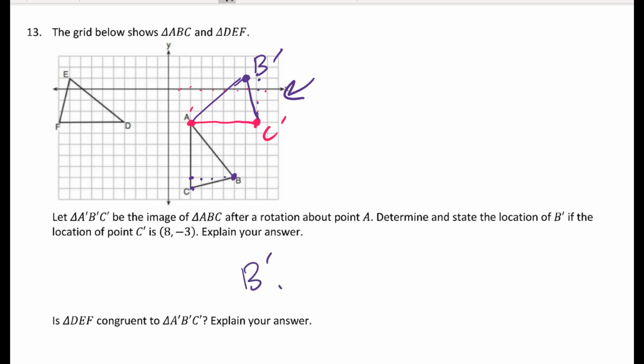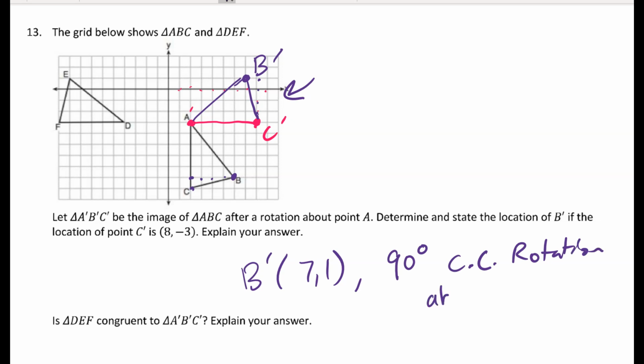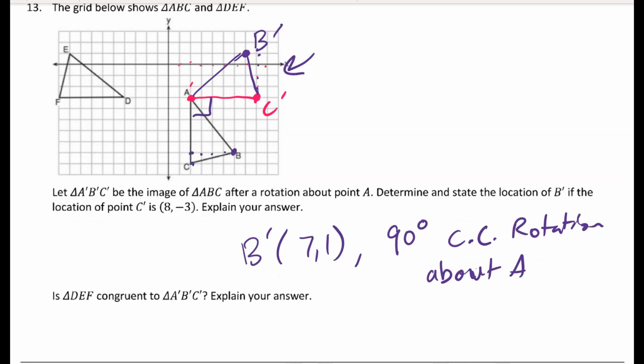So the coordinates of B' are, let's see, it's going to be (7, 1). Reason being, it's a 90 degrees counterclockwise rotation about A. You could tell that because there's that 90-degree angle between A'C' and AC. Now the question is, is triangle DEF, that one right there, congruent to triangle A'B'C'? If you can describe a series of rigid motions that would map them onto one another, then you'd have an argument that these triangles are congruent.